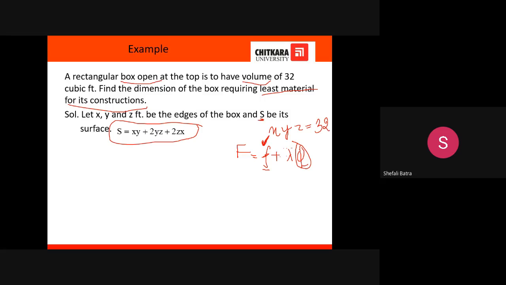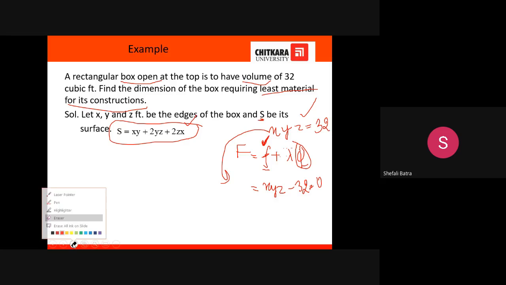Yes, beta. Which function will be small f and which function will be phi? You have two things, na? One is this s and one is this function. Or I am writing it like this. Phi is equal to xyz minus 32 is equal to 0. Sorry, I'm writing it phi. Okay, right now I am writing it g. Yes, tell me.